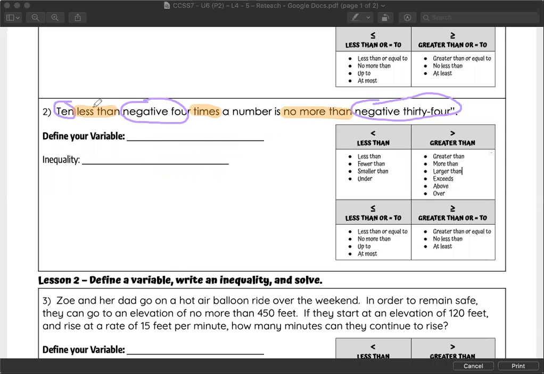What can be confusing is that less than in these instances, just like in the last one, could be subtraction, or it could be the inequality symbol. But since I see is no more than, that tells me our inequality symbol is less than or equal to. So I can write that right here. We know it's going to be less than or equal to. And then last part, a number, that is our unknown. So I'm going to write that n equals a number.